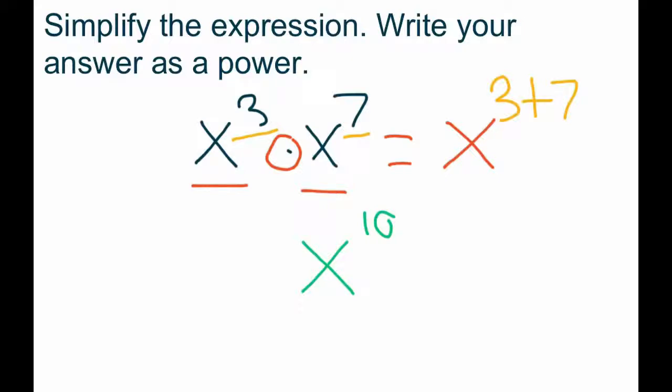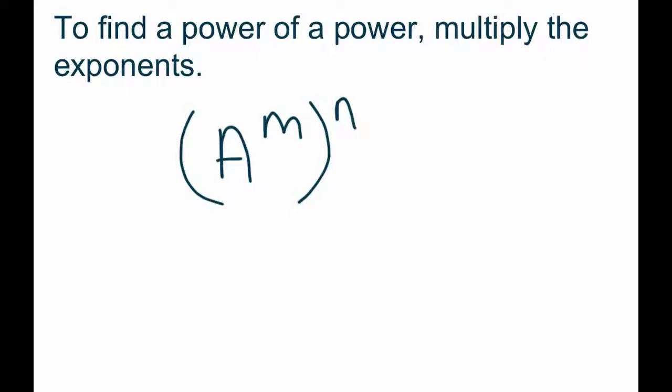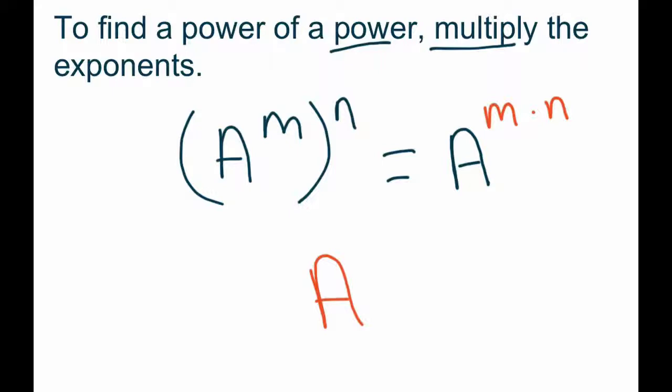Now let's try examples where we're going to find the power of a power. To find the power of a power, we would multiply the two exponents together. So here we have a to the m raised up to the power of n. We would keep our base of a, and we would take m and multiply it by n, so that our answer would be a raised to the mn power.